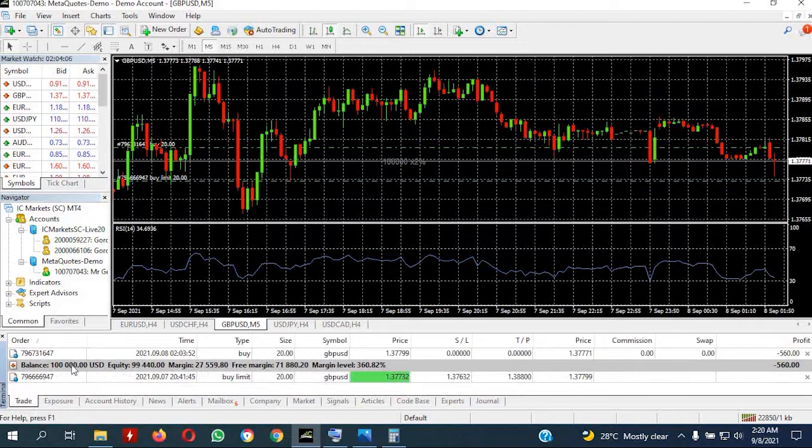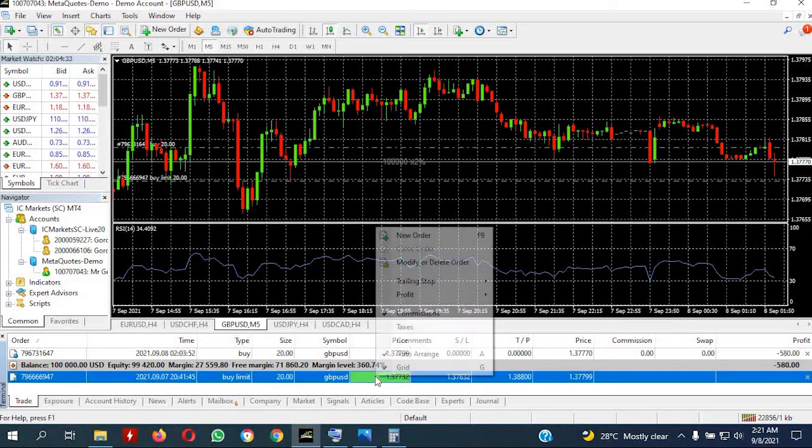Now if you look, here is the balance of the account. This is the trade that I just opened. All right. Now, what you'll want to do in order to set the stop loss is right click on the trade, and click modify order.